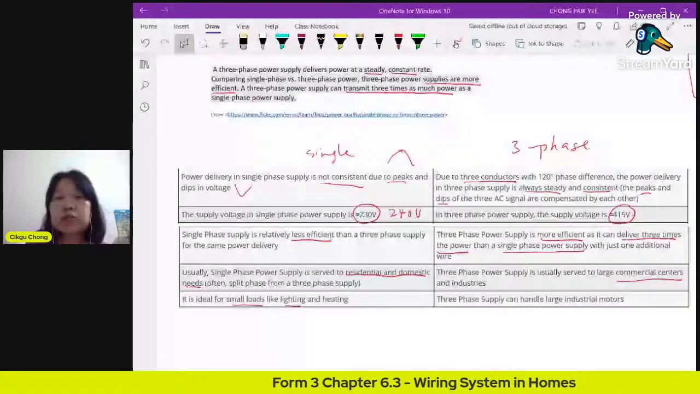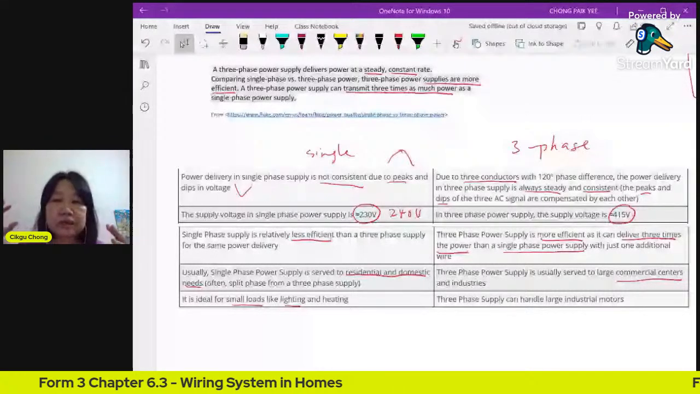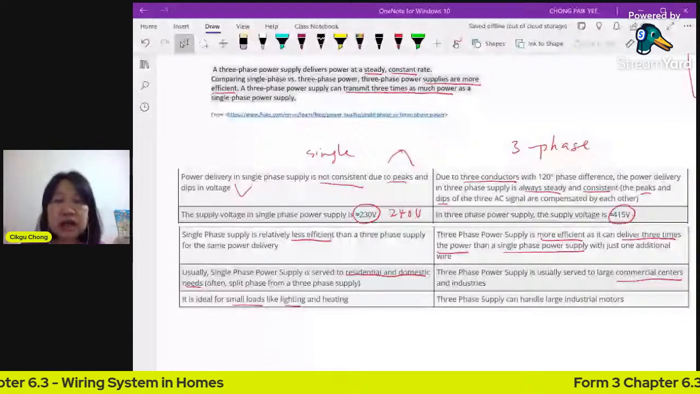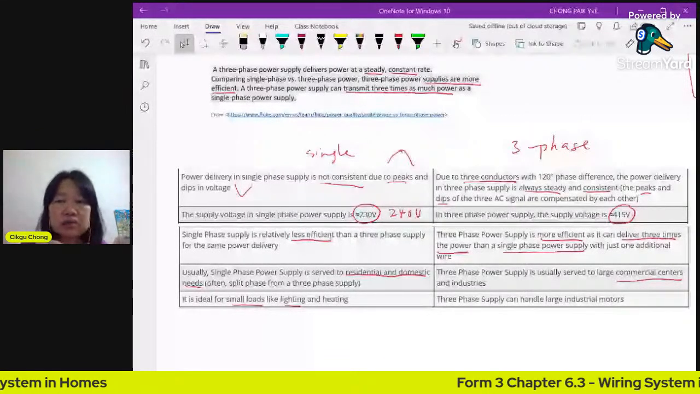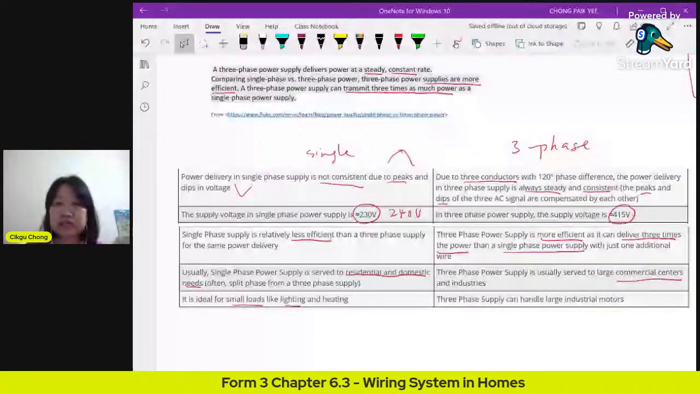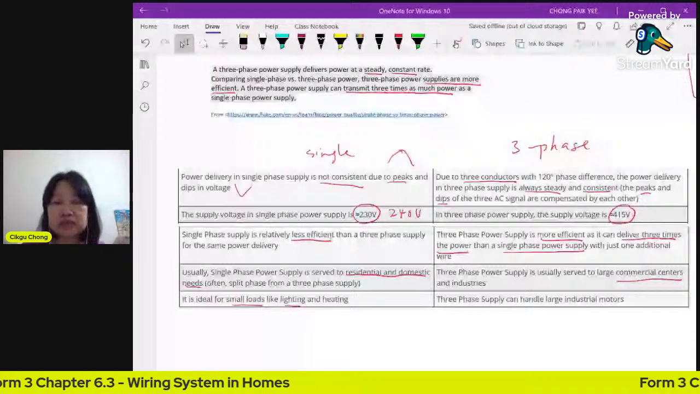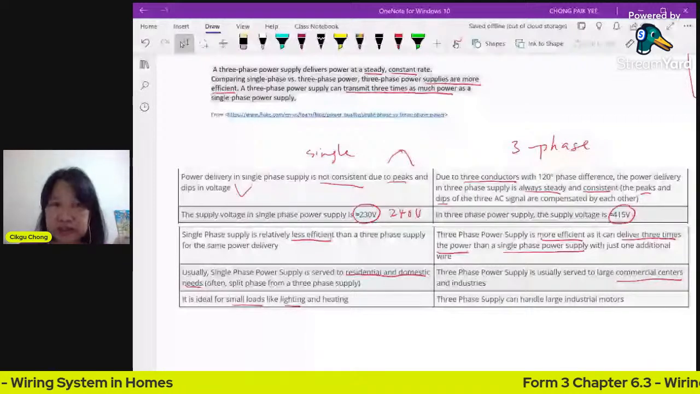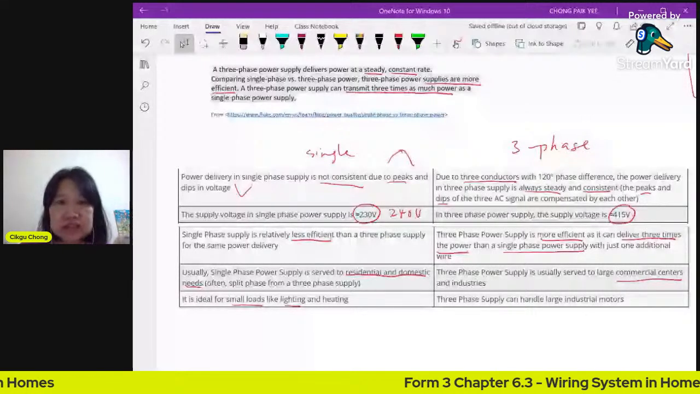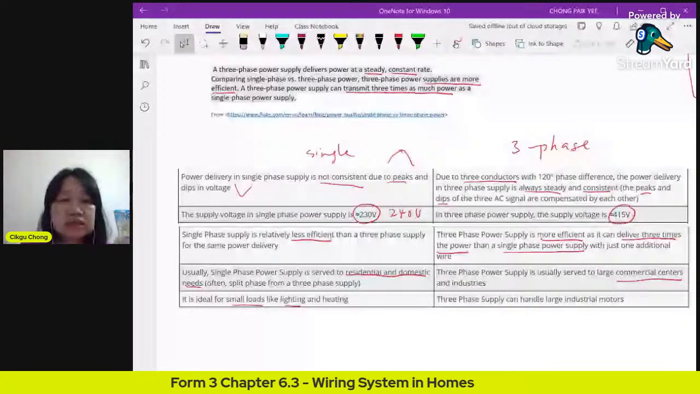Industrial motors, that's why in the factories they use a lot of electricity, very high. You need high power machinery, so they need a lot of voltage, high voltage, and also higher currents. Okay, so this is single and three-phase. I've covered single and three-phase. Now I'm going to go through how the connection works in our house.